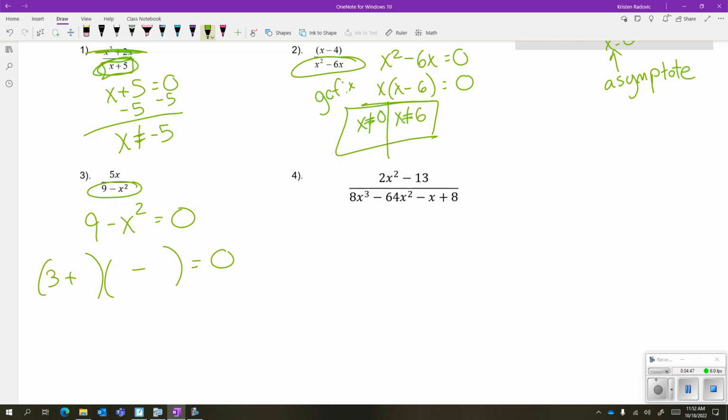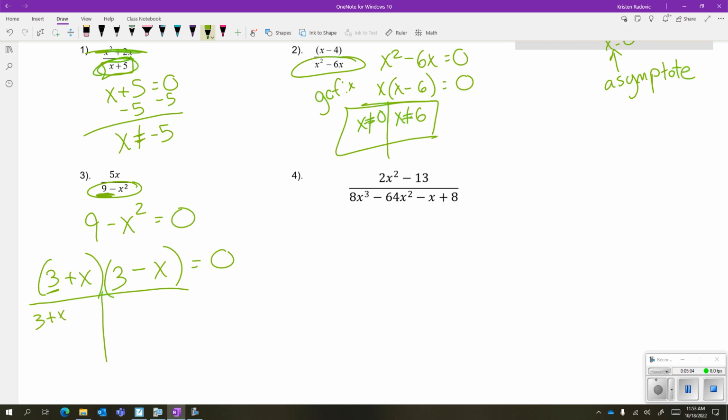The square root of 9 is 3, square root of x squared is x. Notice how the 9 comes first, so I put my 3 first. You now make this x plus 3 times x minus 3. When you make your t-chart, a little harder to get your solutions here.